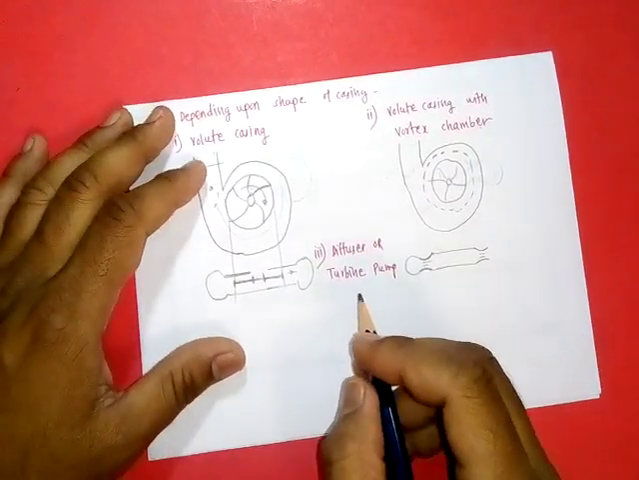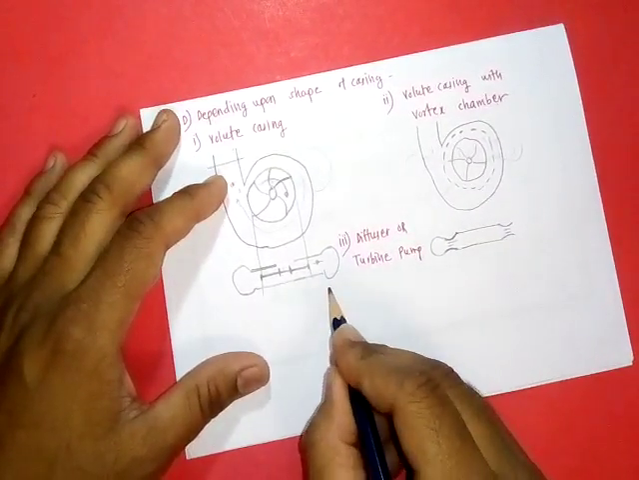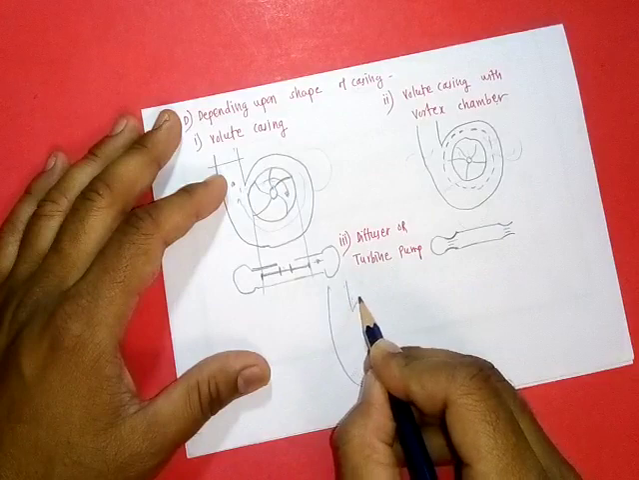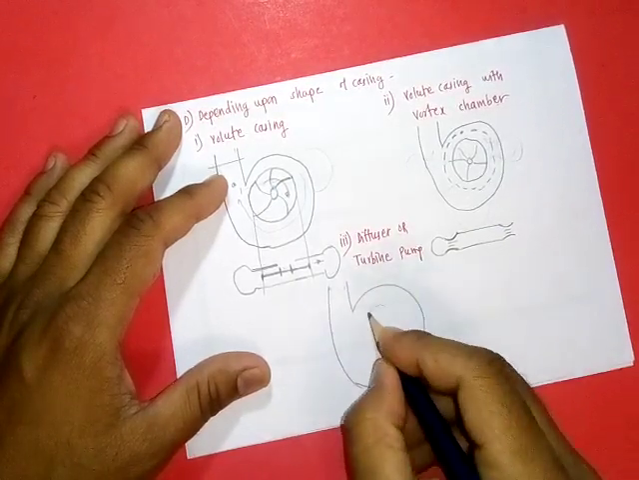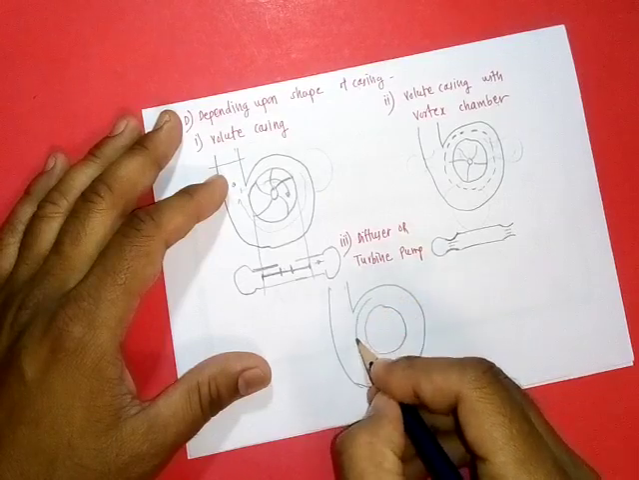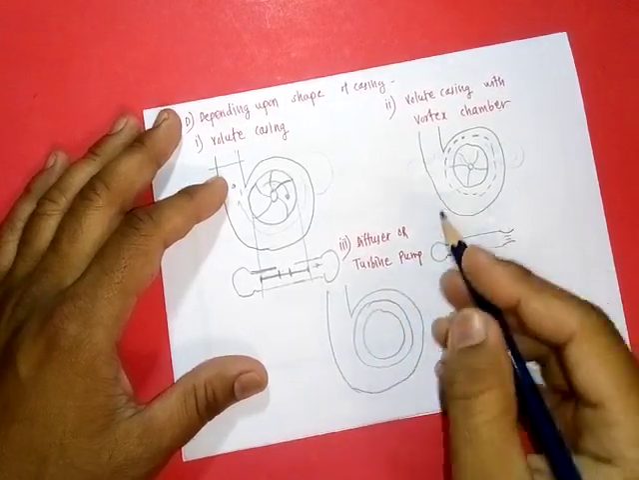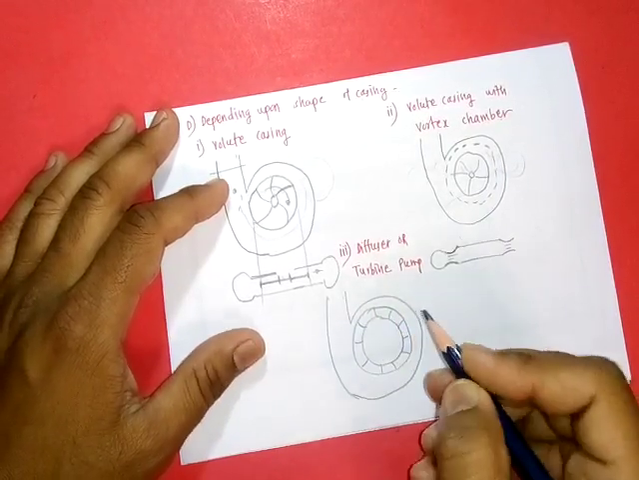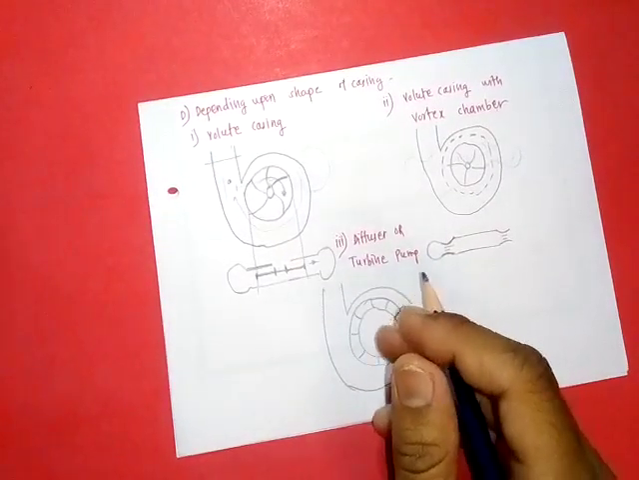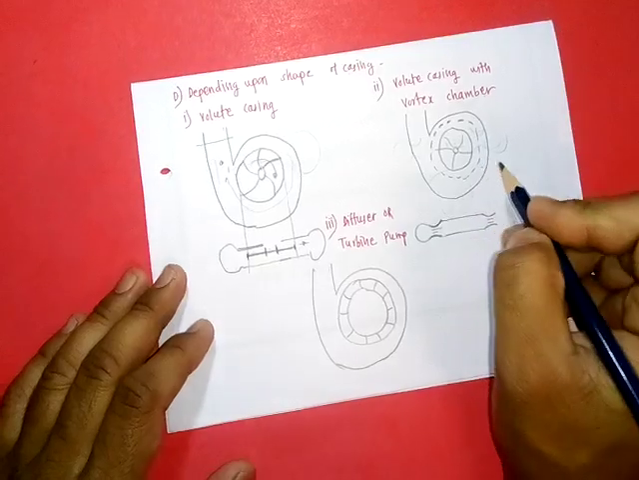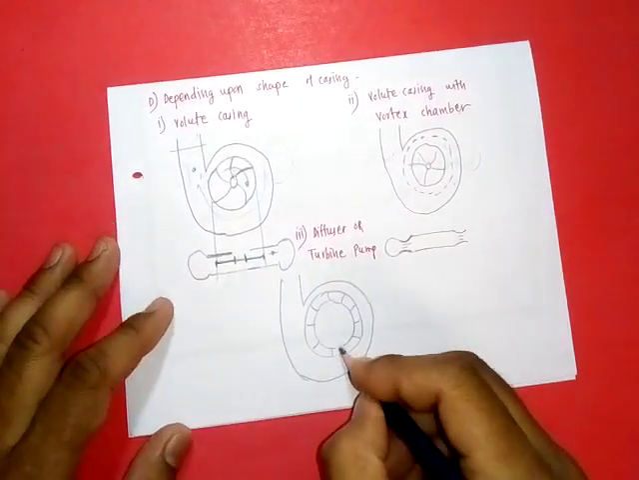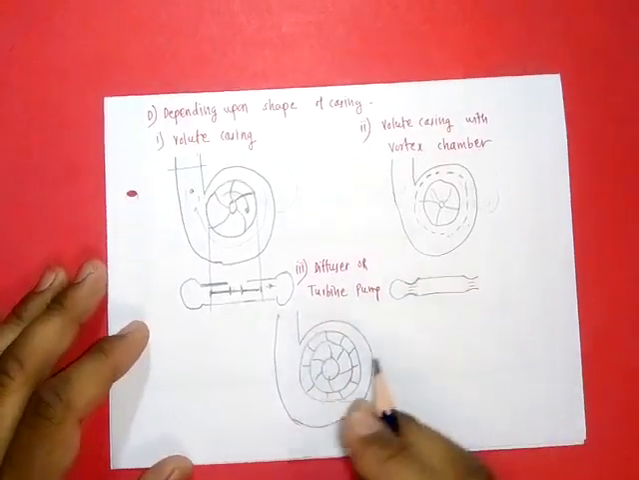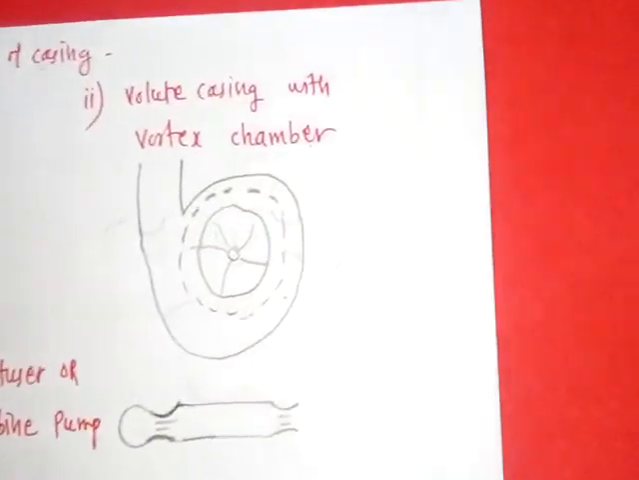Then there is the diffuser or turbine pump. It is similar to the vortex chamber, but it has vanes. If you see its diagram, here is the impeller, and there is a diffuser ring. It is similar to our vortex chamber, but it has guide vanes, so they give proper direction to the water flow and again reduce losses which are present in the vortex chamber. So it is more efficient than our volute pump. So these are the classifications depending upon the shape of casing.